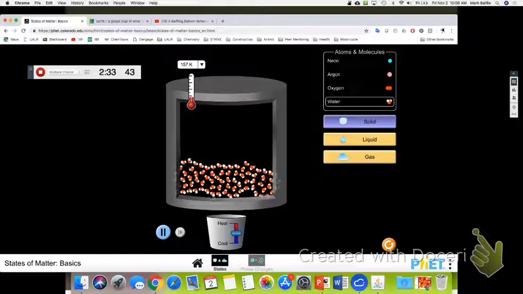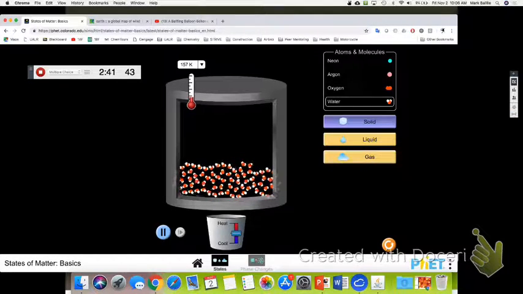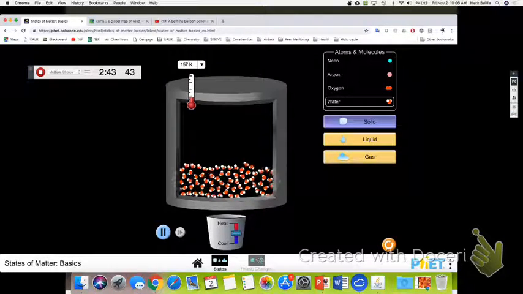So then what happens, talk to your neighbor, what would change about this if we then said this is a liquid? If we added heat to it, we brought it up above the freezing point, what would be different about that image?